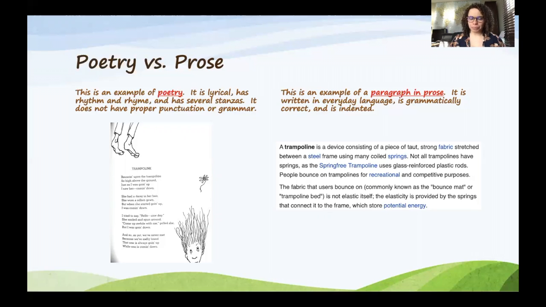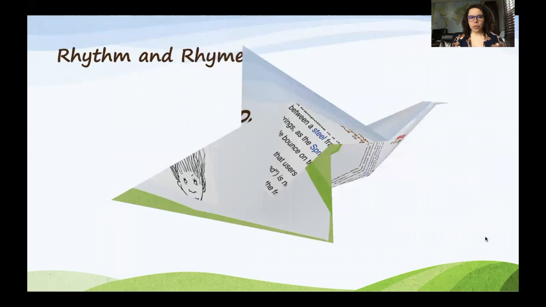I'm not going to go on and explain and read the rest of that paragraph. You can do that on your own. But it's not as exciting, first of all. It doesn't have an emotional response. It doesn't really tell a story, although prose can tell a story. That's how our novels and such are written, and short stories, but it's divided into paragraphs rather than stanzas, and it doesn't have rhythm, rhyme, figurative language, things like that. So that's the basic difference between the two.